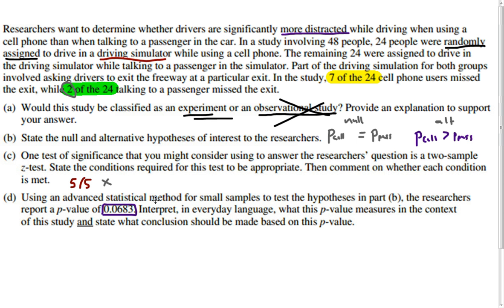We don't have evidence from this study to say that cell phones are more dangerous or more distracting. But what we do have is the ability to say that maybe a slightly larger study or a slightly less picky alpha value, let's say 0.1, could prove that cell phones are in fact more distracting than just having a passenger.